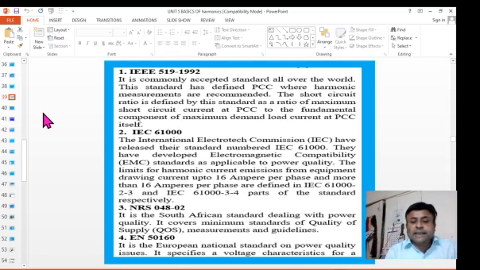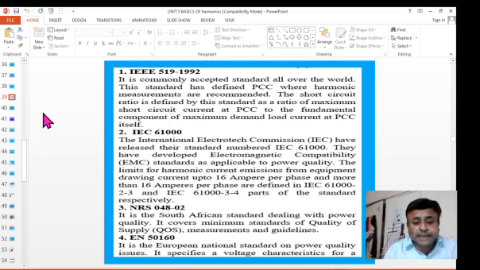The next standard is NRS 048-02. This is a South African standard. It deals with power quality. It covers maximum records of quality of supply, QoS, measurements, and guidelines.